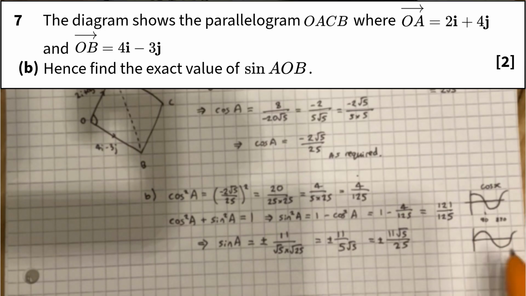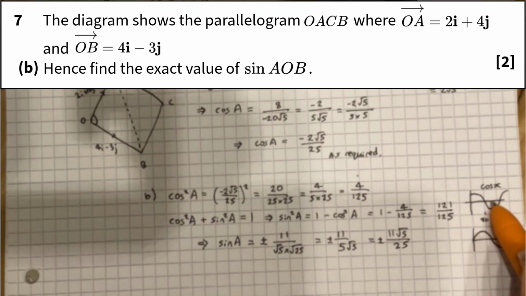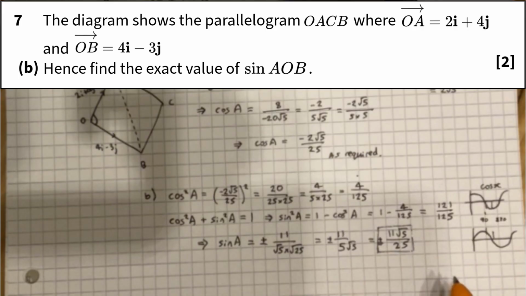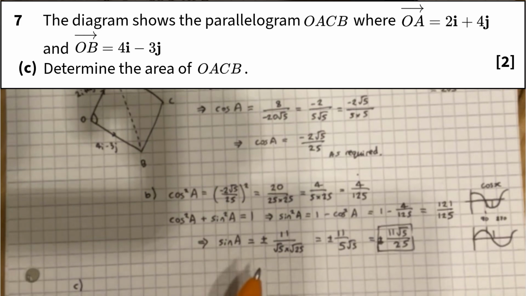Using the diagram, we can see that it's an obtuse angle, so that means it's in the first half of the negative bit, which means it matches up with the positive half of the sine, so sine of A will be in fact positive. So 11 root 5 over 25. But as I say, you don't need to justify it to get the extra mark in this question.